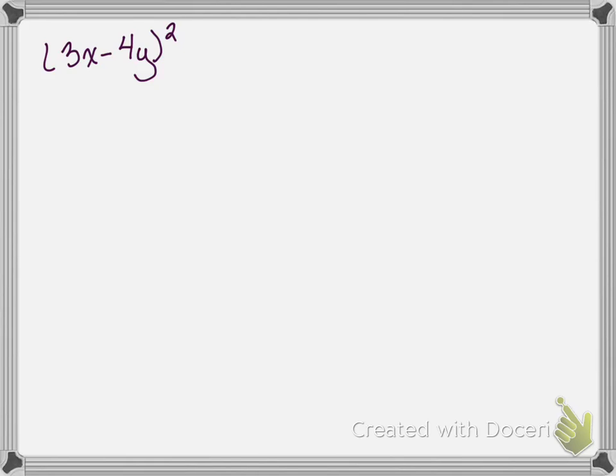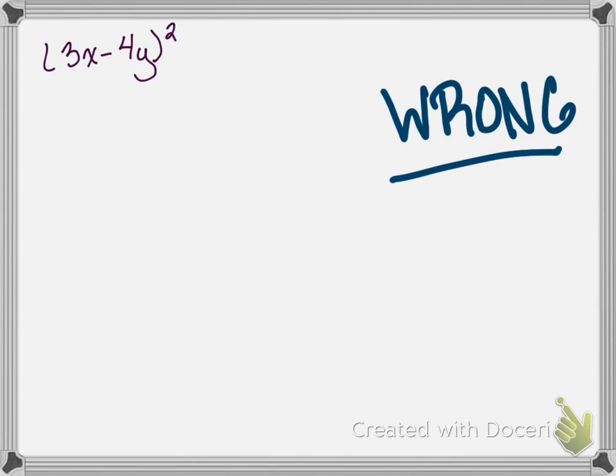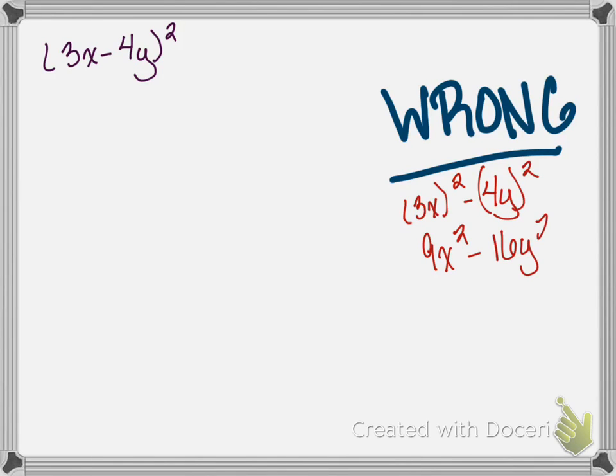3x minus 4y, all of that is squared. Okay. Now, this is the wrong way to do this. What students do is they think this means 3x squared minus 4y squared. Okay? And so they get something like 9x squared minus 16y squared. This happens all the time. Sometimes students will square the negative and they'll get 9x squared plus 16y squared.